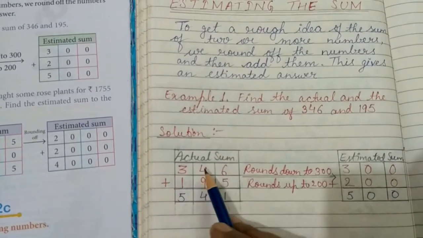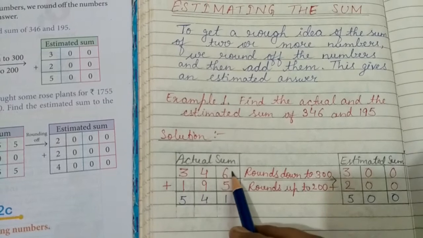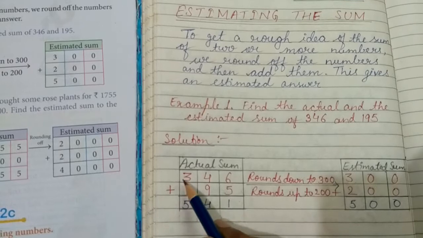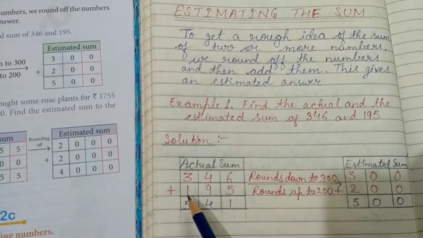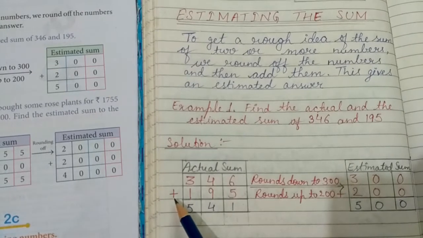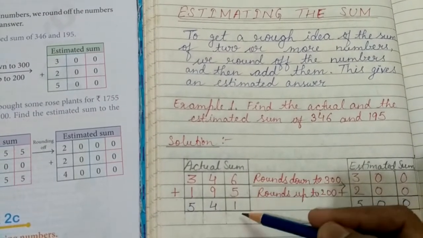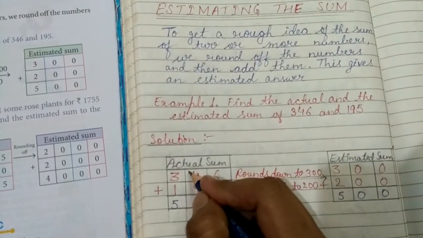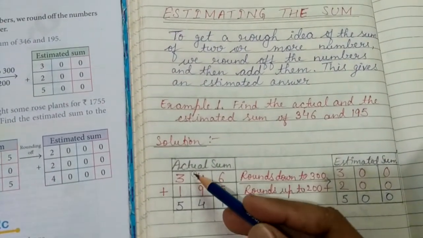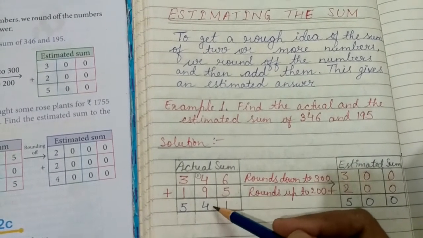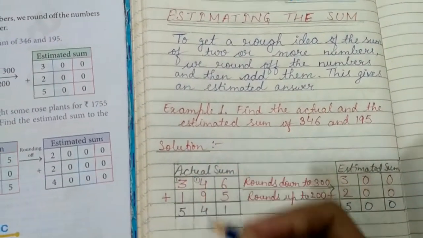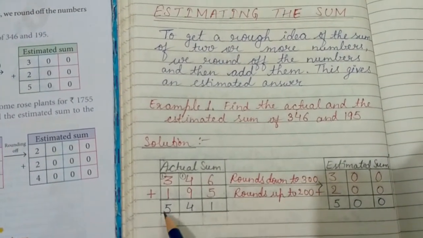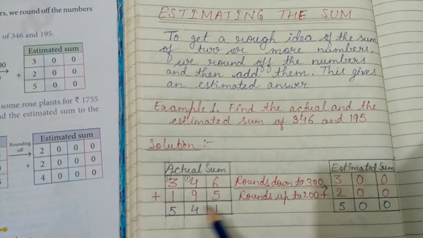Actual sum of 346 and 195. These two are addends over here. The first addend is 346 and the second addend is 195, and a plus sign over here. So the actual sum: 6 plus 5, 11. 1 written over here, 1 gets carried over here. 4 plus 1, 5. 5 plus 9, 14. 4 written over here, 1 gets carried over here. 3 plus 1, 4. 4 plus 1, 5. So this is the actual sum of these two addends.